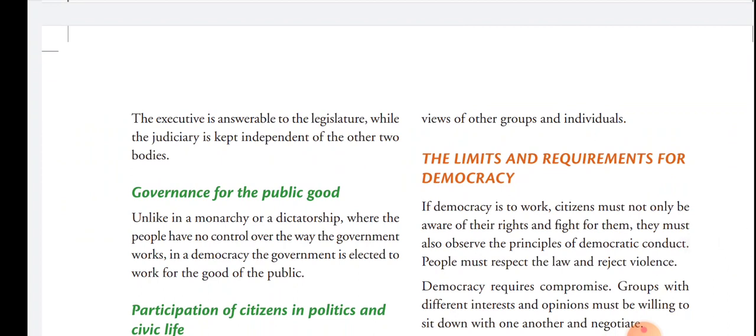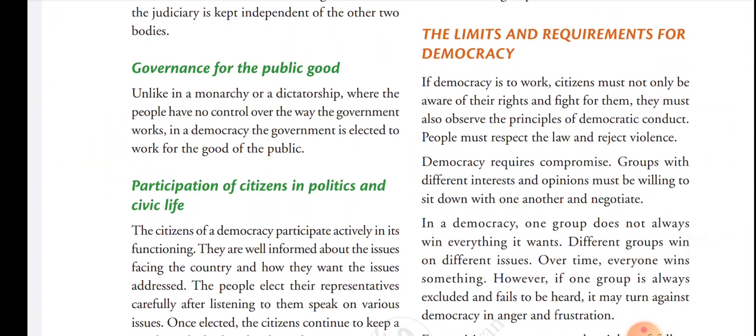The executive is answerable to the legislature, but the judiciary is kept independent of the other two bodies. Next is governance for the public good. In a democracy, the elected people work for the good of the people. But it is not possible in monarchy and dictatorship, where the people have no control over the government. In a democracy, the total control is in the hands of the people. The government works for the good of the people.